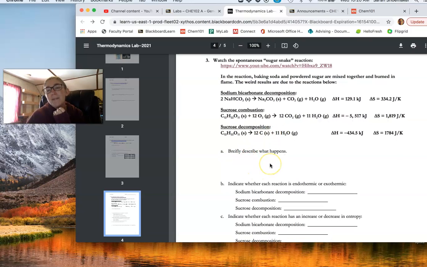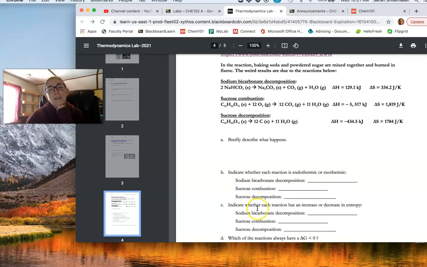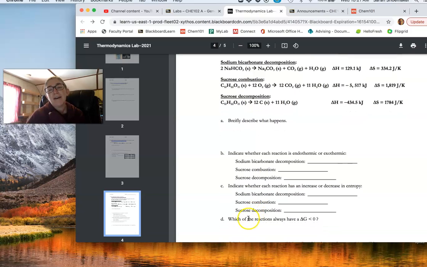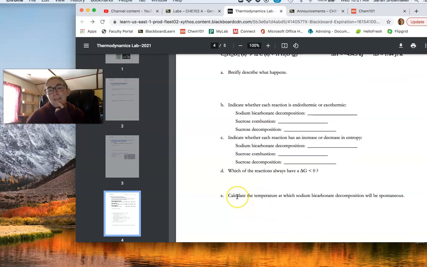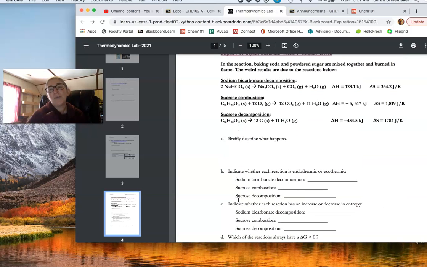So you'll describe what happens, and then for each of these three reactions and the information I've given you, I want you to indicate whether it's endothermic or exothermic, indicate whether each reaction has an increase or a decrease in entropy, and then indicate which of those reactions always has a delta G of less than 0, or a negative delta G. And then the last part is I want you to calculate the temperature at which sodium bicarbonate decomposition will be spontaneous, this one right here.